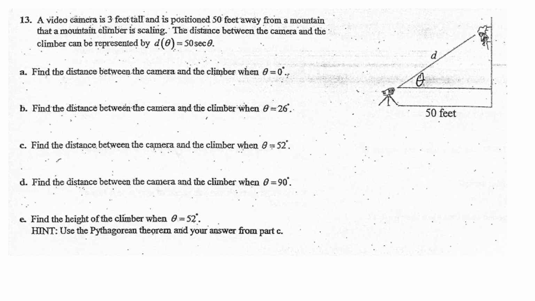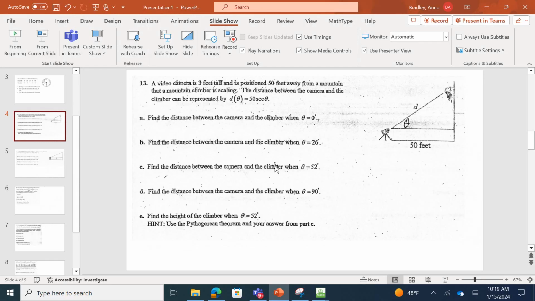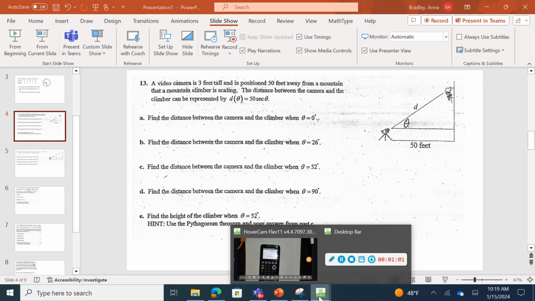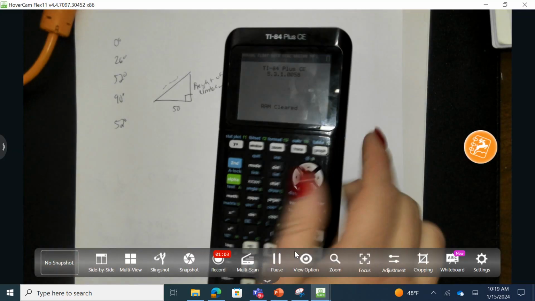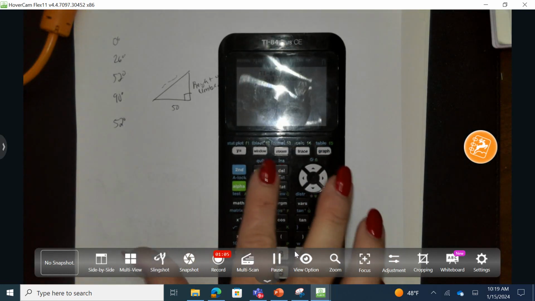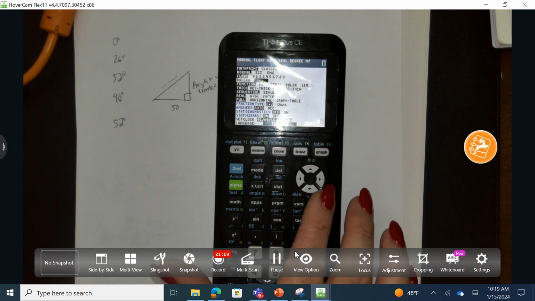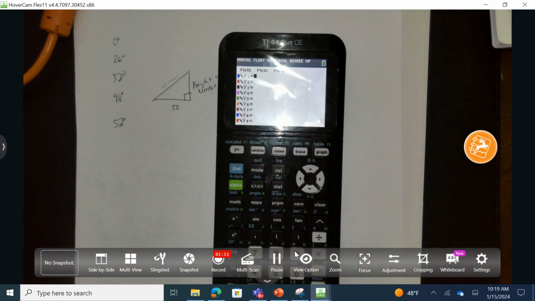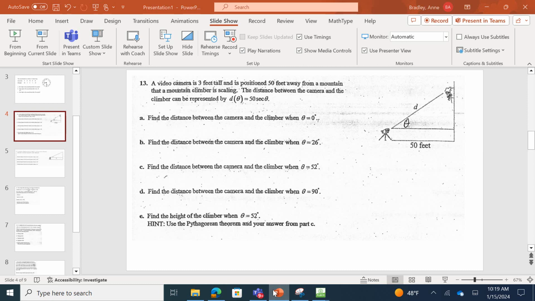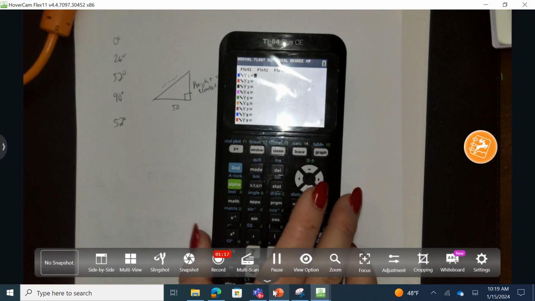One second here, because this will lead up to part E. All right, let me switch now. So I'm going to come back here to camera, and I have started my calculator over. I am going to go into mode, and I'm going to automatically switch it to degrees. And then I'm going to come up to the very top, and I have to remember, what was that equation? It was 50 secant of theta.